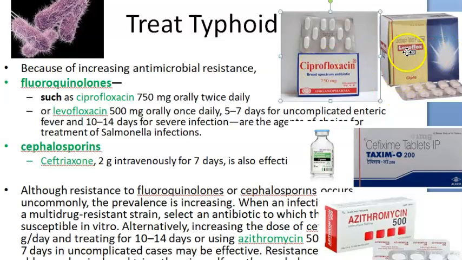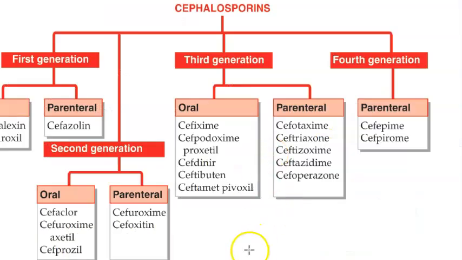Now we have finished the classification of ciprofloxacin and levofloxacin. Now let us look at the cephalosporins. Where can you spot our ceftriaxone? It should be third generation, definitely. Otherwise, what's the point? So where is third generation? Cephalosporins are here, third generation.